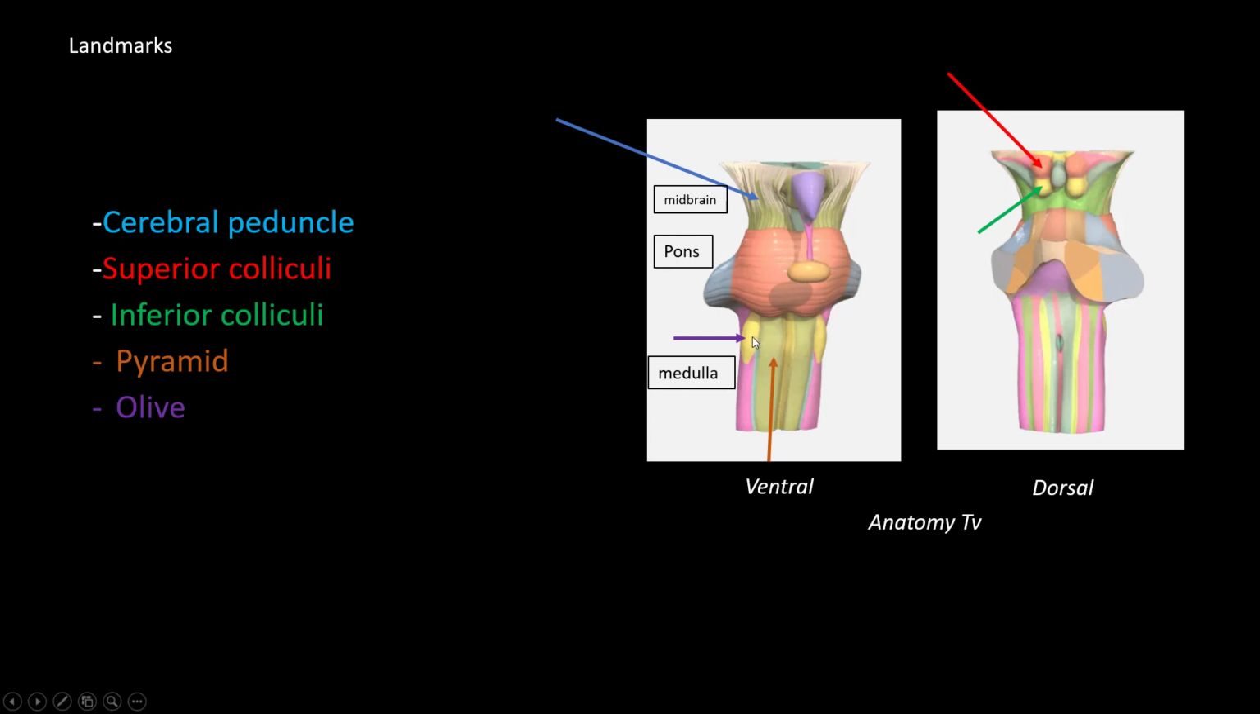On either side of the pyramids, we have small oval-shaped bodies which are known as the olives or olivary bodies. The olivary bodies basically have connections with the motor and sensory cortex, and they also have some important connections with the cerebellum.